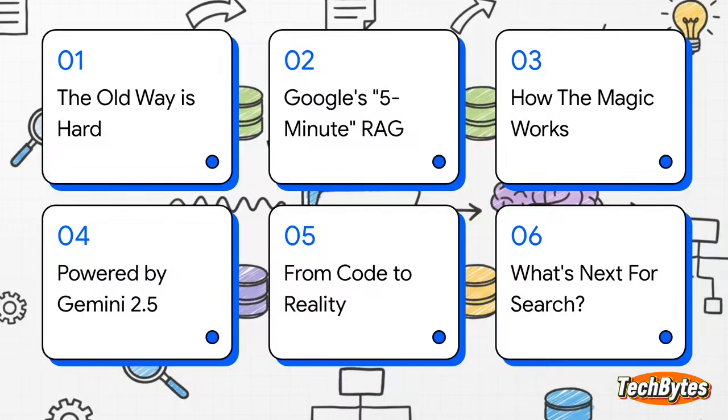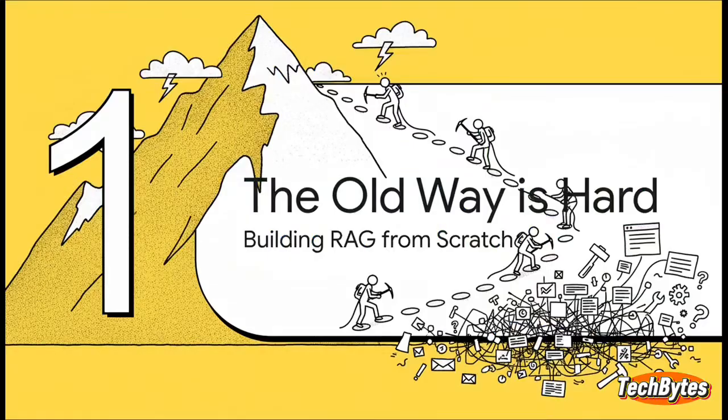Okay, so here's how we're going to break this down. First, we'll look at the old, really hard way of doing things, just so you can appreciate how big a deal this is. Then, we'll dive into Google's new solution, take a peek under the hood to see how it works, explore what's powering it, see what it means for actual projects, and finally, take a look at what's coming next. You know, to really understand why this new tool is so revolutionary, you first have to understand the mountain that developers used to have to climb.